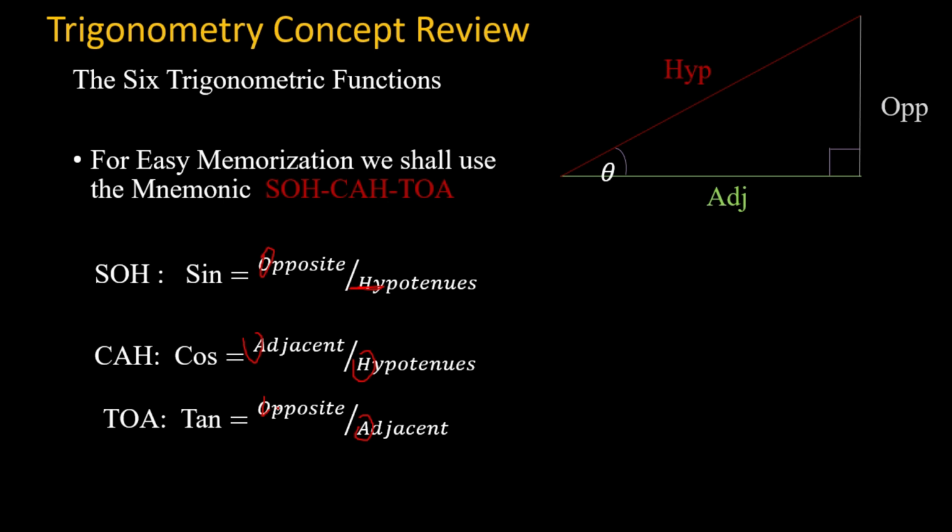Now we want to take at least one example to see how we can find sine theta, cos theta, and then tan theta. Let's take an example.